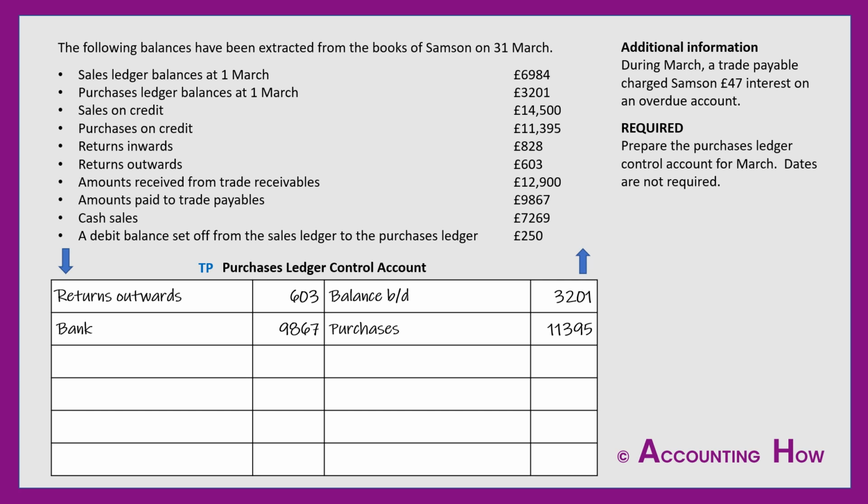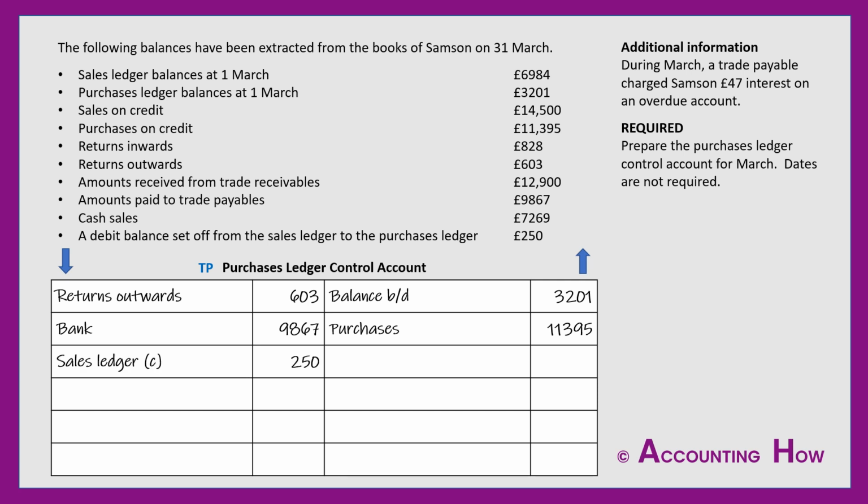And then we're back to this contra entry. Well, remember in the sales ledger, we had put it on the credit, which means in the purchases ledger control account, we're going to record it on the debit because it's reducing the amount that Samson owes to his payables. Remember, these two people, Samson and whoever the other person is, they've agreed to write off one debt against the other. So on the debit, I'm going to record that 250.